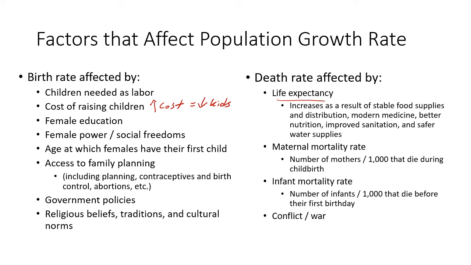Okay. Death rate, that's going to be influenced by life expectancy. So as people get access to modern medicine, and stable food supplies, life expectancy is going to increase as we get access to modern medicine, food supplies and distribution, better nutrition, improved sanitation, and safer water supplies. As that life expectancy increases, people are not only living into reproductive age, but they're living throughout their reproductive age and able to have more children. And then they're living beyond their reproductive age into old age.